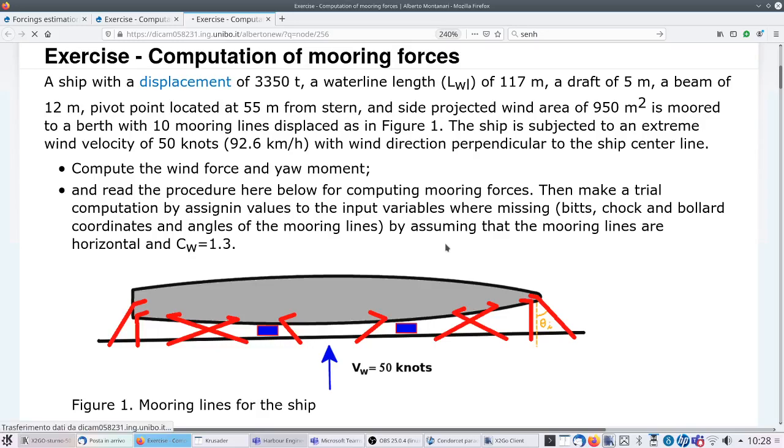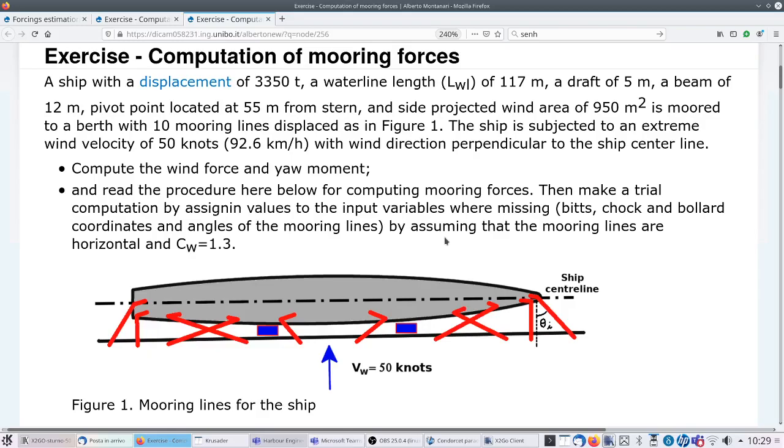So this boat, let me see if I can refresh this page, just one second, because the figure is still the previous photo. Yes, now it's the new picture that I uploaded this morning. So this boat is moored to a berth with 10 mooring lines displaced as in figure 1. Just to give you an idea, a boat of this length and displacement tonnage is usually moored with 6 mooring lines in normal conditions, and under extreme conditions they put additional mooring lines, and they can get to a number of 9, 10, 11 or even 12.